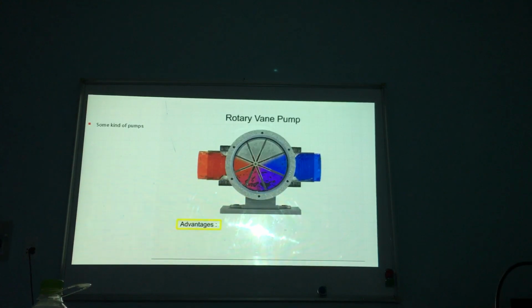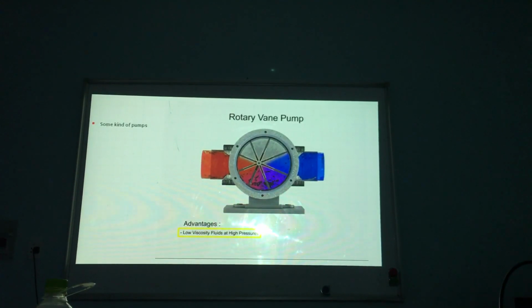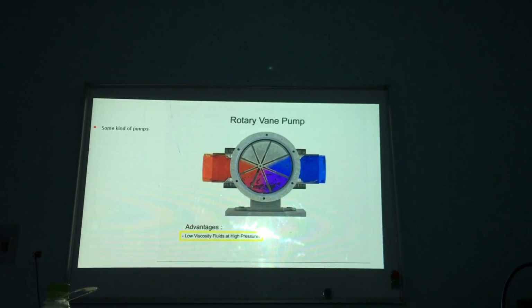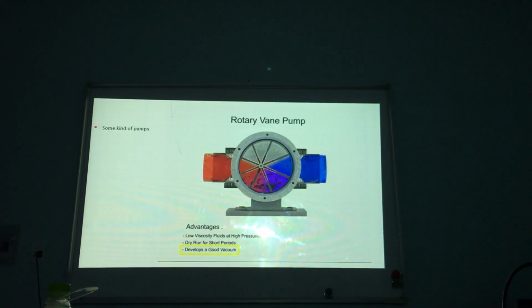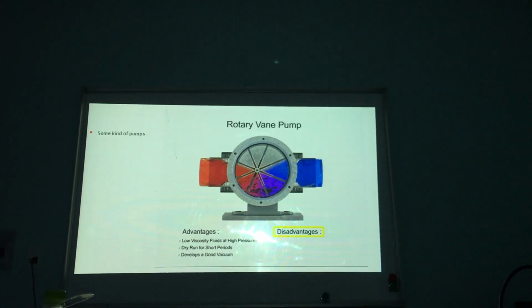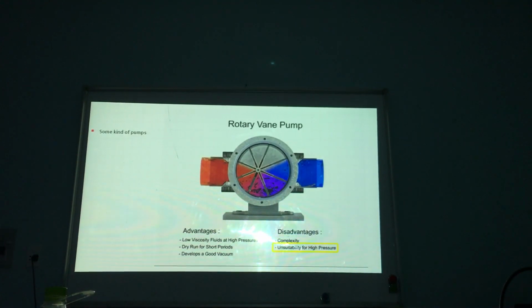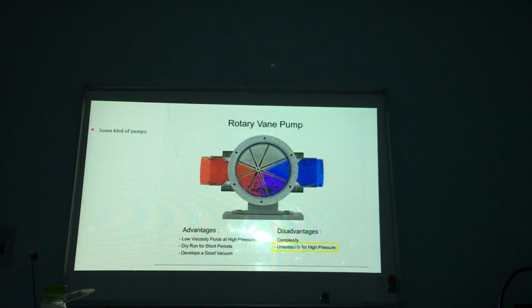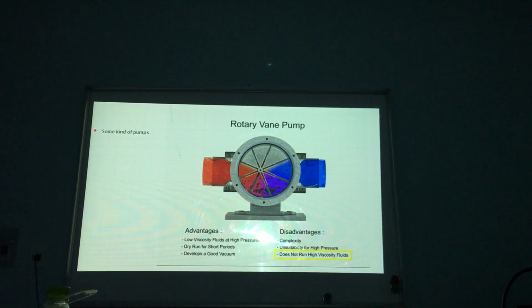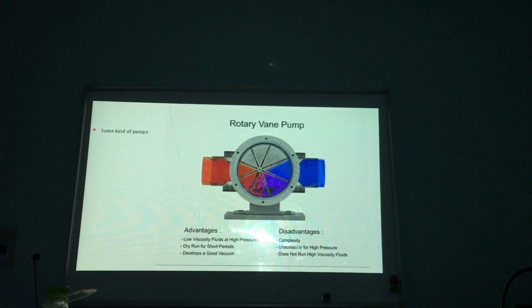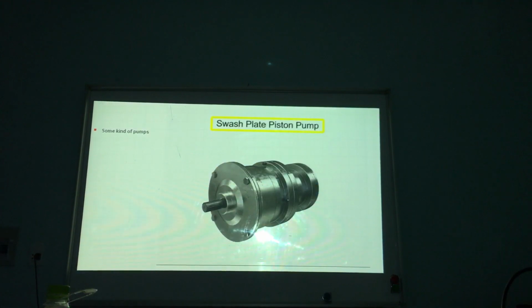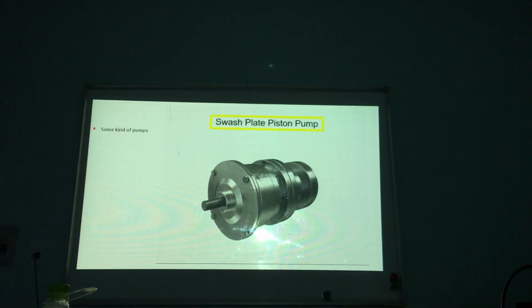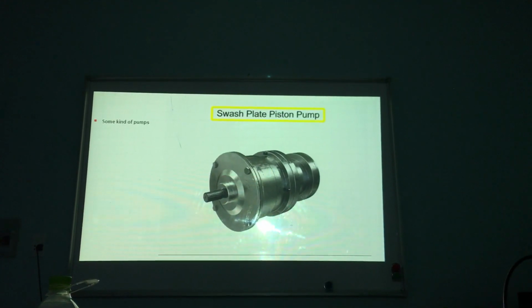The advantage of vane pumps is that they can handle low viscosity fluid at a relatively higher pressure, can run dry for short periods, and develop a good vacuum. Their disadvantages include complexity and their unsuitability for both high pressure and high viscosity fluid.